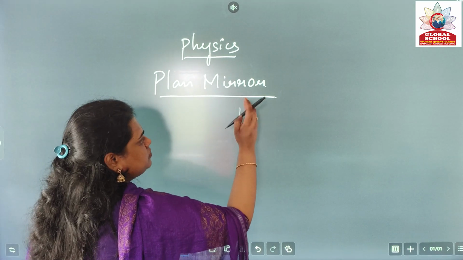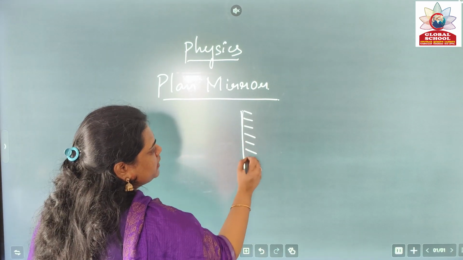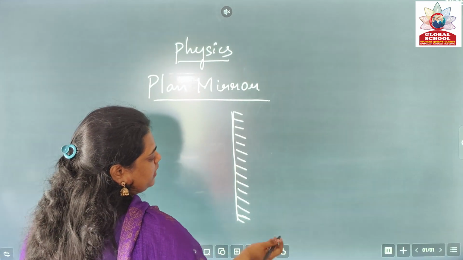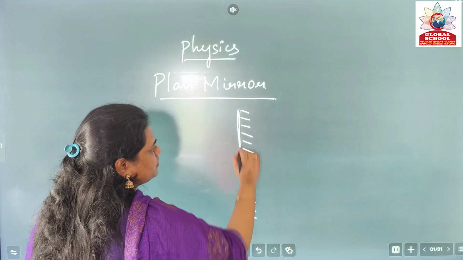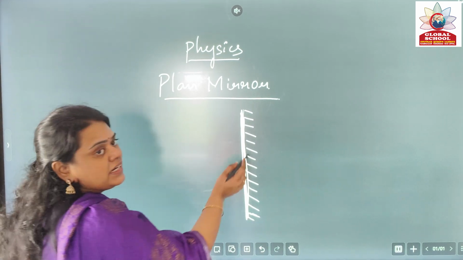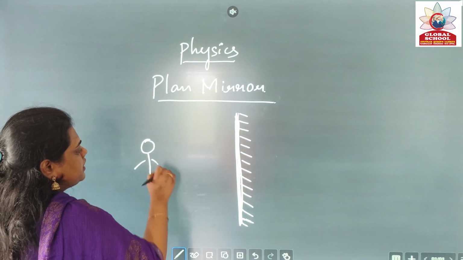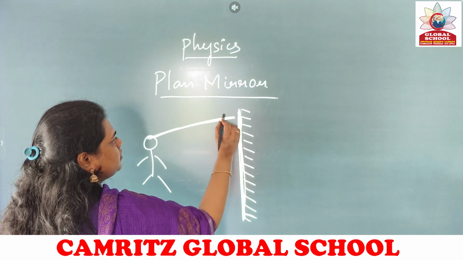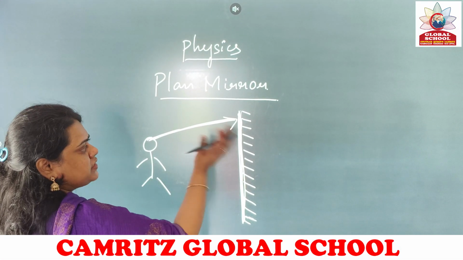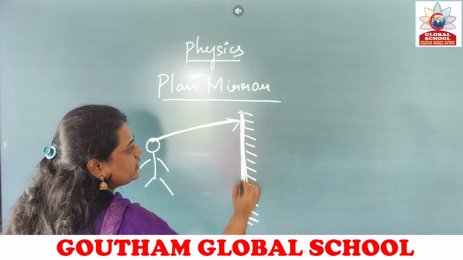For example, imagine this to be a mirror. This is behind the mirror, and this is the reflecting surface. Reflecting surface means where the light is falling on the mirror. That is called a reflecting surface. Imagine an object is standing over here. The light is passing from the object and it is reflecting on the mirror.